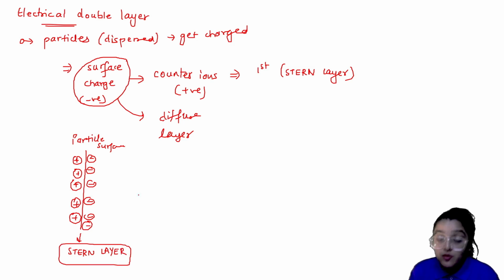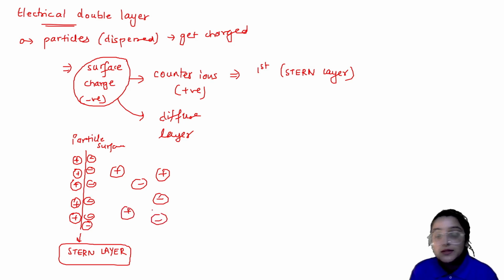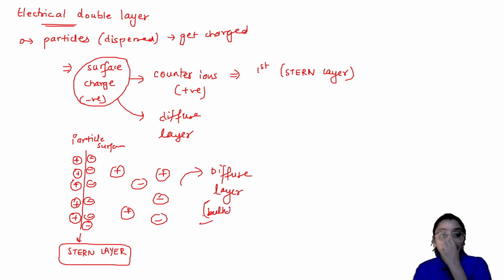Okay, now surrounding it is the diffuse bulk layer. Okay students, forming this double layer. Very simple phenomena to understand, that is in your bulk. Okay, so this is your electrical double layer phenomena.